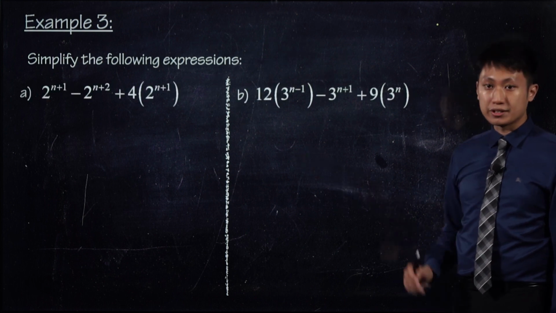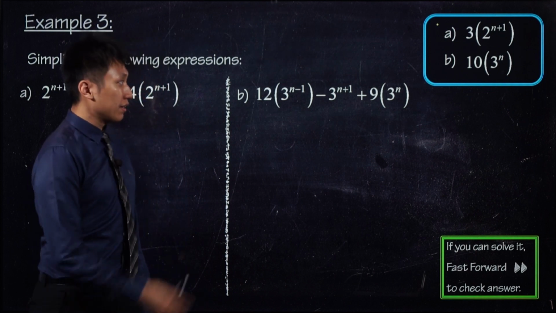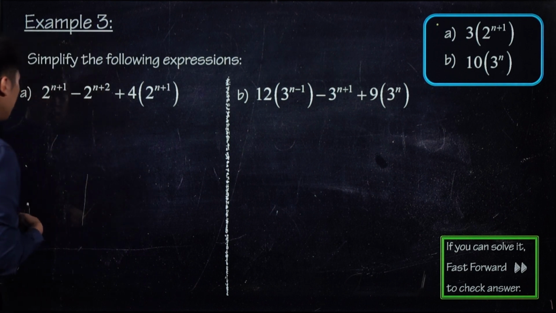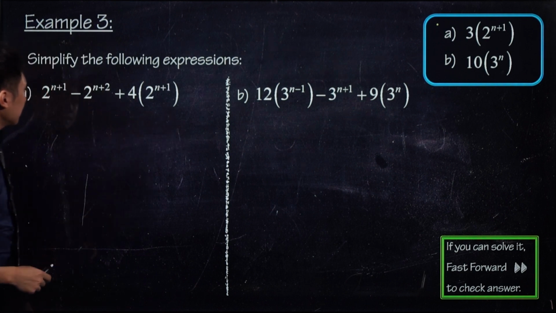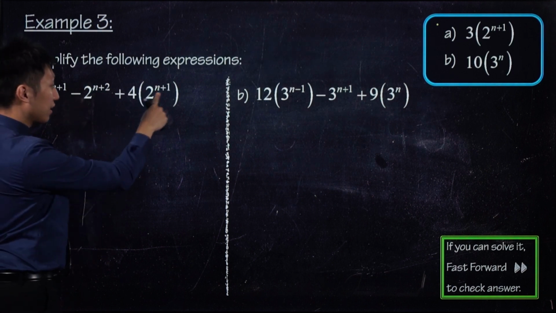So you have these two questions, and if you can solve it, you do it yourself. Okay, the answers are there. I'm going to do it now. Okay, this one, we analyze this. We see something in common, which is n plus 1, n plus 1, and n plus 1 again. Here is n plus 1.